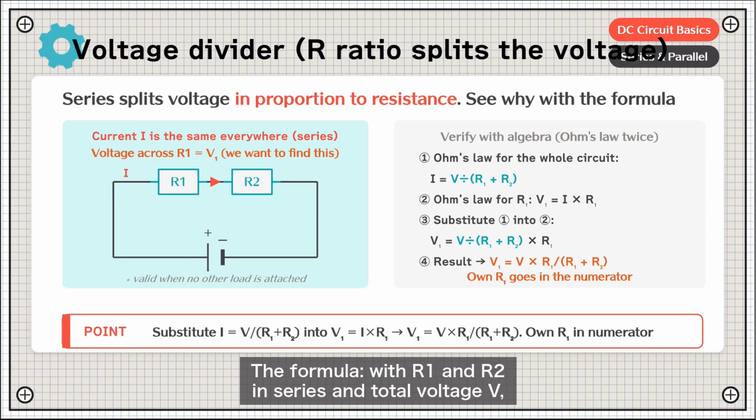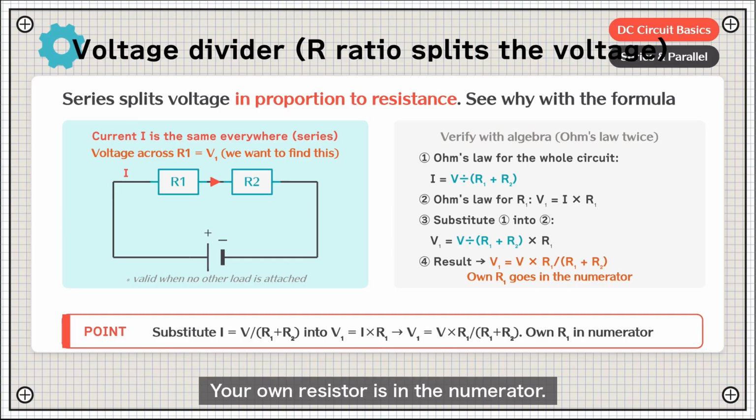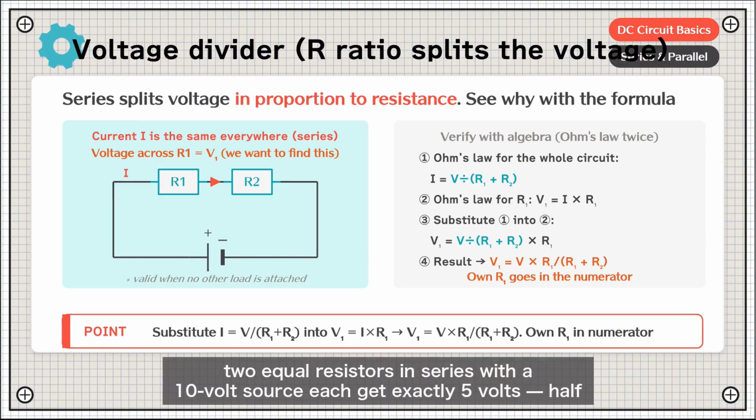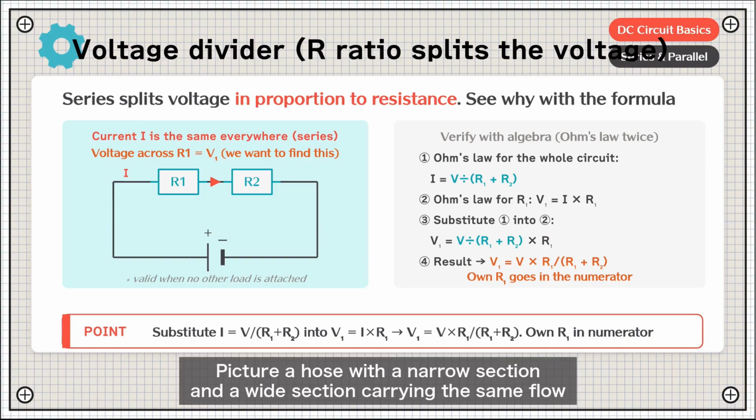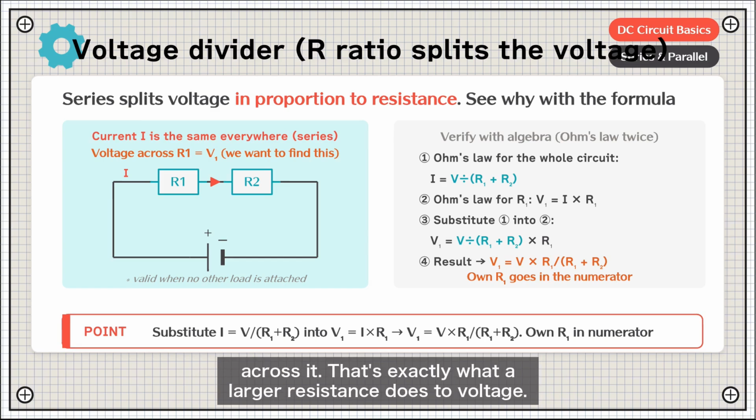The formula, with R1 and R2 in series and total voltage V: the voltage across R1 is V1 equals V times R1 divided by R1 plus R2. Your own resistor is in the numerator. For example, two equal resistors in series with a 10 volt source each get exactly 5 volts, half of 10. Picture a hose with a narrow section and a wide section carrying the same flow rate. The narrow section, higher resistance, creates a bigger pressure difference across it. That's exactly what a larger resistance does to voltage.